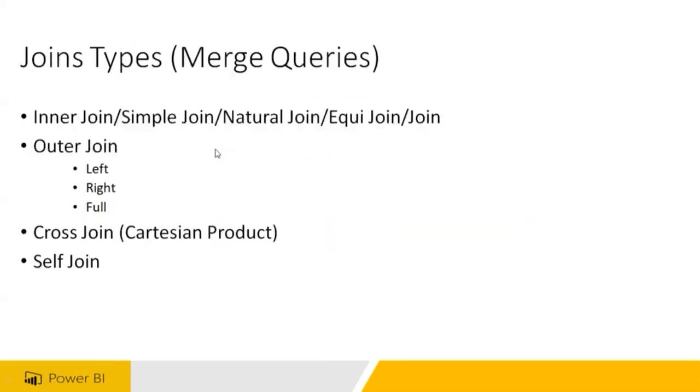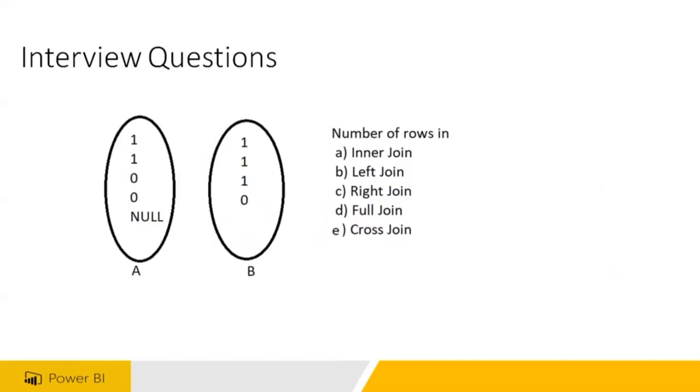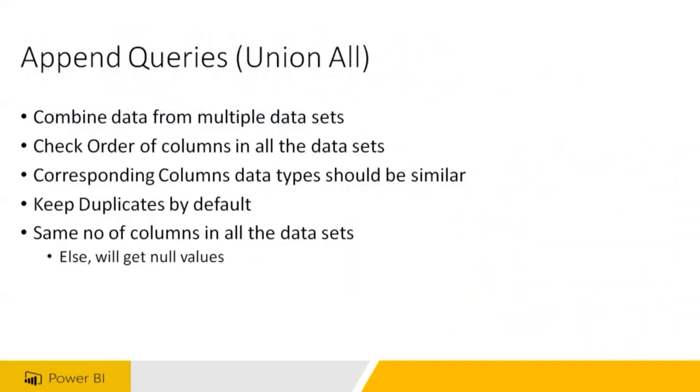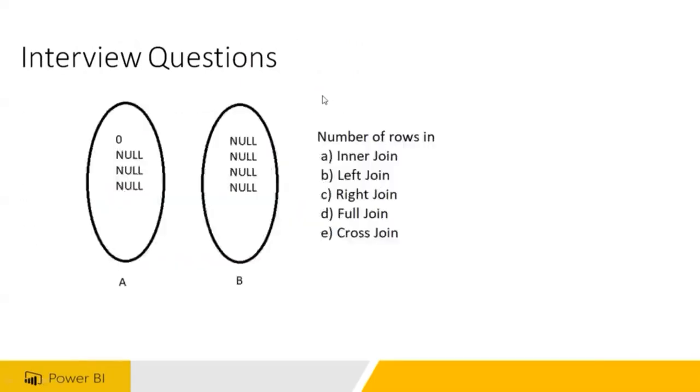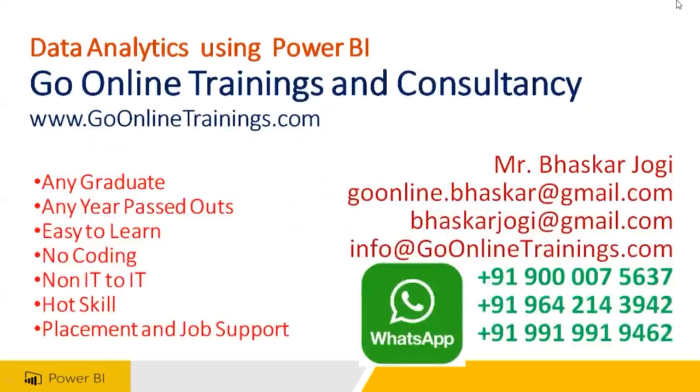Chalo. So inner, outer, cross, self we discussed, and left anti, right anti we discussed. And in tomorrow's class we're going to be dealing with appending queries. Appending queries means union and union all. What is a union? What is a union all? And why does Power BI only implement union all? Why not union? Everything we'll discuss in tomorrow's class. Okay? Any questions?